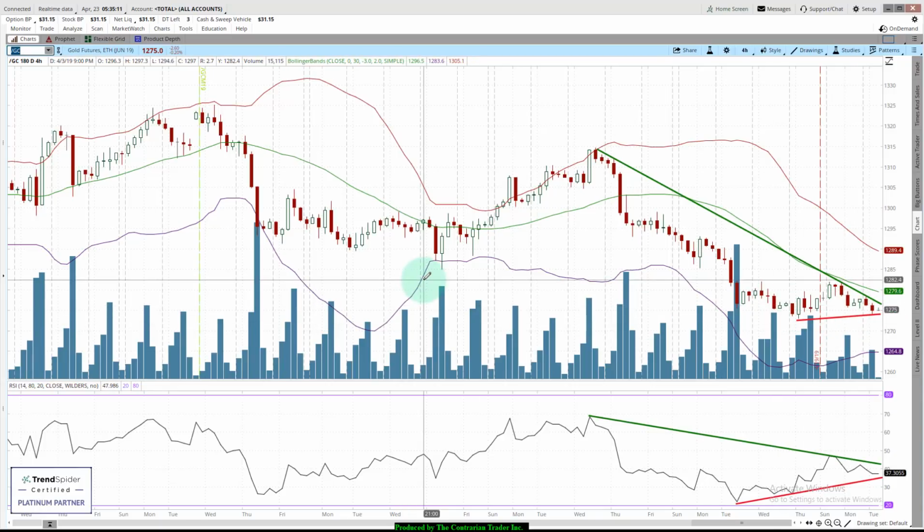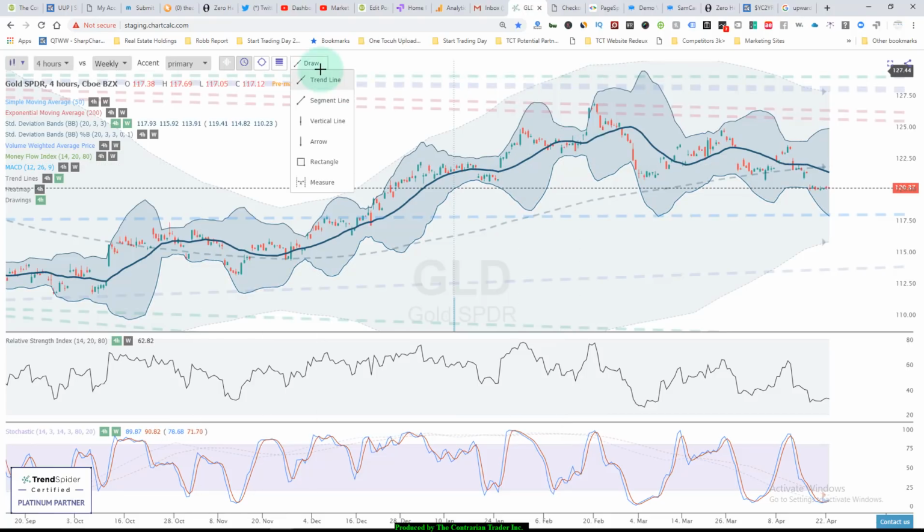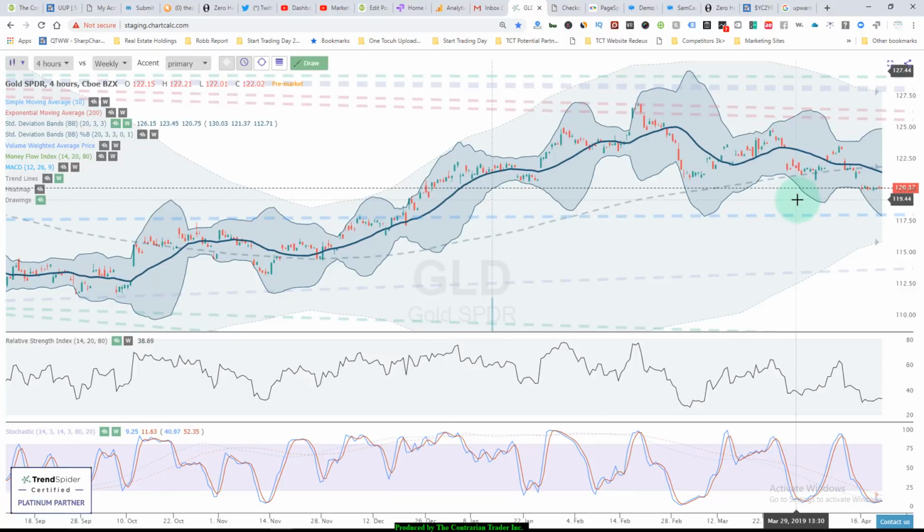Let's bring up a chart of gold on TrendSpider. Okay, this is a 4-hour chart with a weekly overlay in dashed line. Now, where we're trading right now on a 4-hour basis is in pretty much no man's land. The next real serious support level for the GLD is down at the 117.50 level, and that was last seen back here in December.